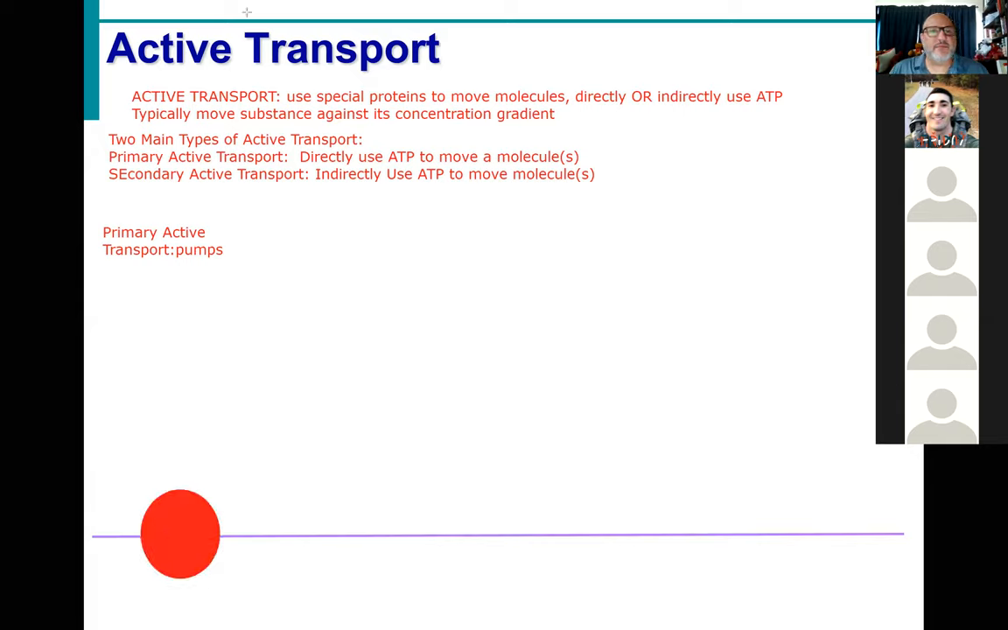Now, as I mentioned, the goal of this is to use ATP. So an ATP is going to bind to this molecule. This molecule then is going to split the ATP. And when it splits that ATP, remember we get ADP, we get a phosphate that gets ripped off, and it releases energy.